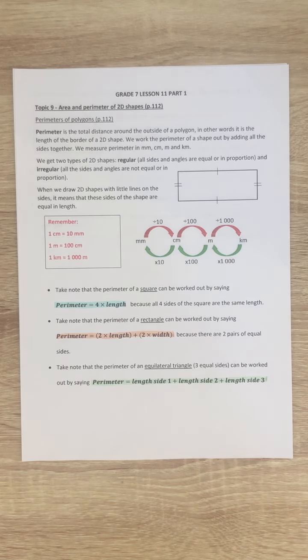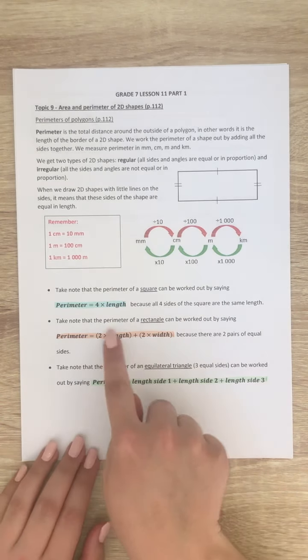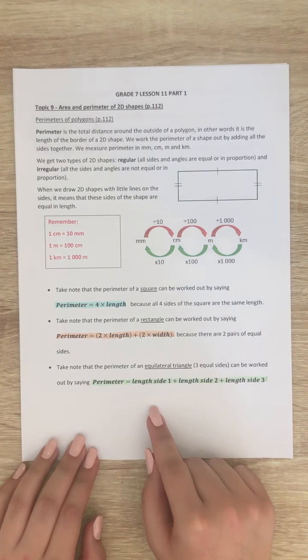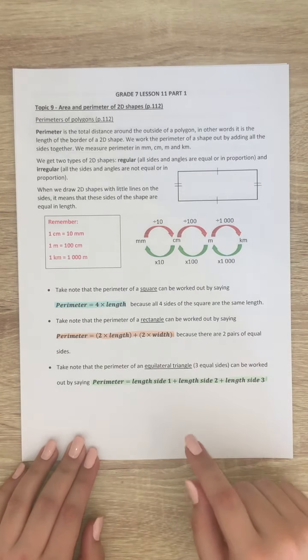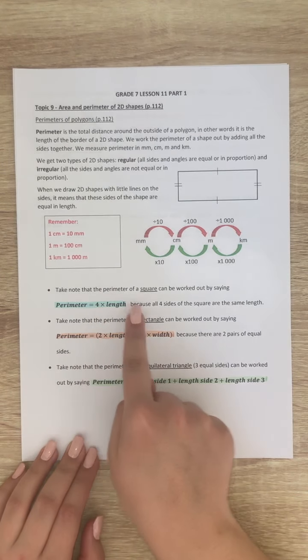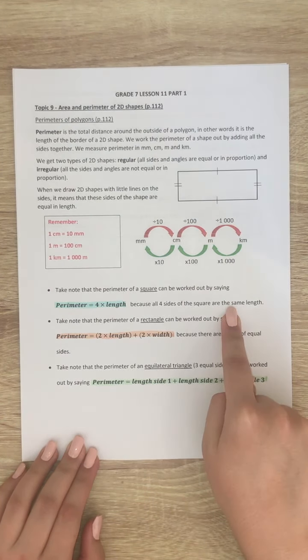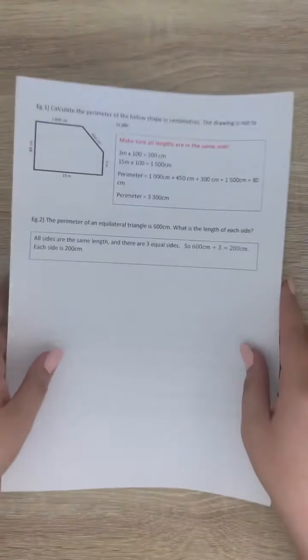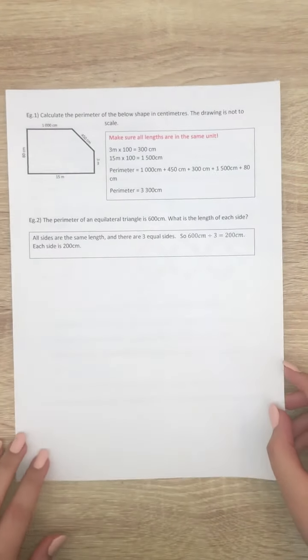Now in a test or an exam, if you don't remember these formulas, it's not an issue. All you need to remember is perimeter, we add all the lengths together. So instead of writing the formula, you could have just said one side plus one side plus one side plus one side. It will give you the same answer. So let's have a look at this example.